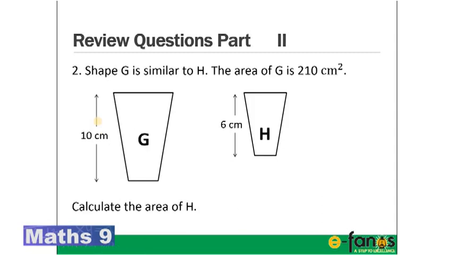2. Shape G is similar to shape H. The area of G is 210 centimeters squared. Calculate the area of H. Pause the video whilst you work it out. Here's the answer. It's 75.6 centimeters squared. The ratio of the areas is the ratio of the sides, 10 to 6, squared.